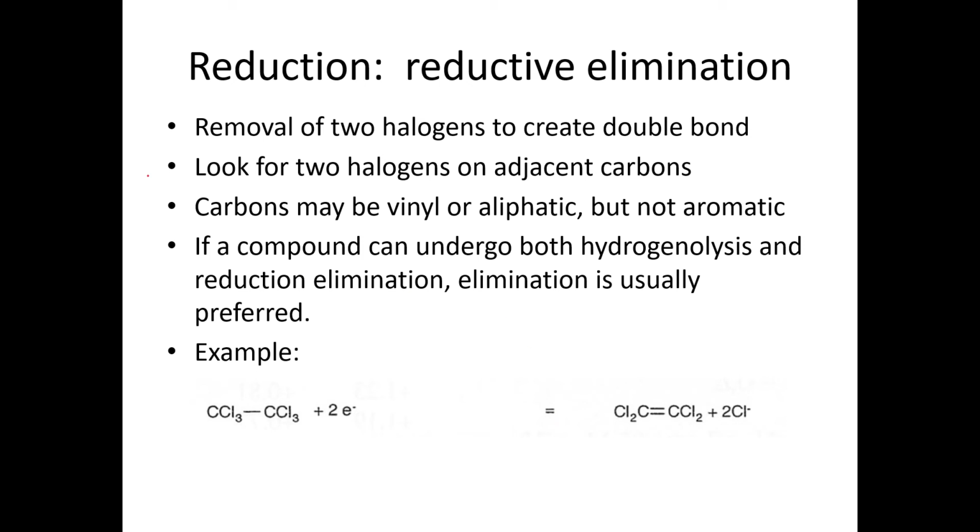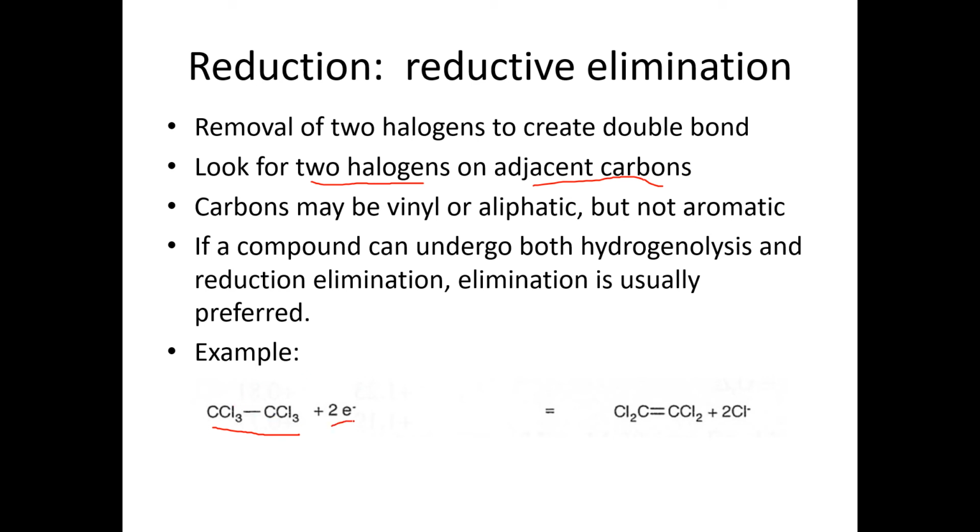But that only happens where you have two halogens that are on adjacent carbons. When you have that kind of structure, as you have here, this is hexachloroethane. So you have two chlorines, one here and one there, on adjacent carbons. We actually have some extra chlorines too, but we have at least one on each of these two adjacent carbons.